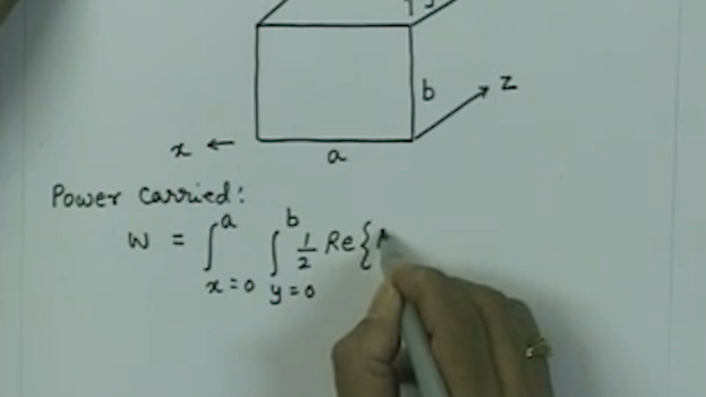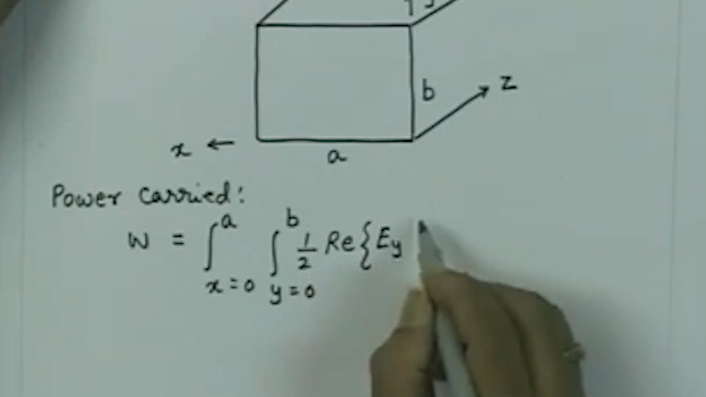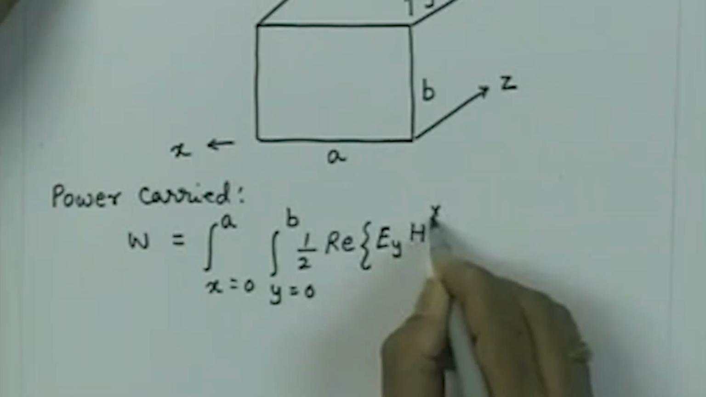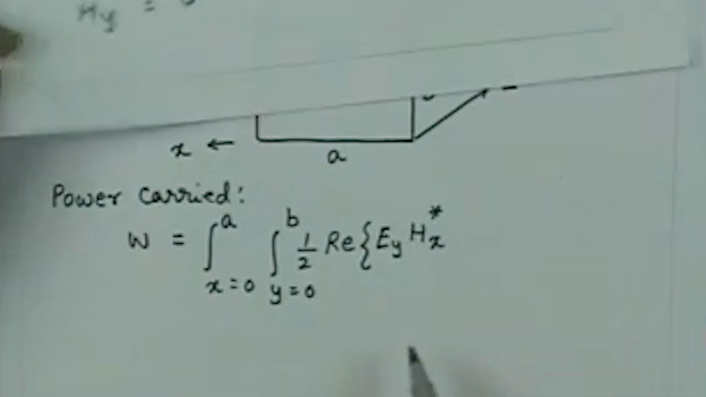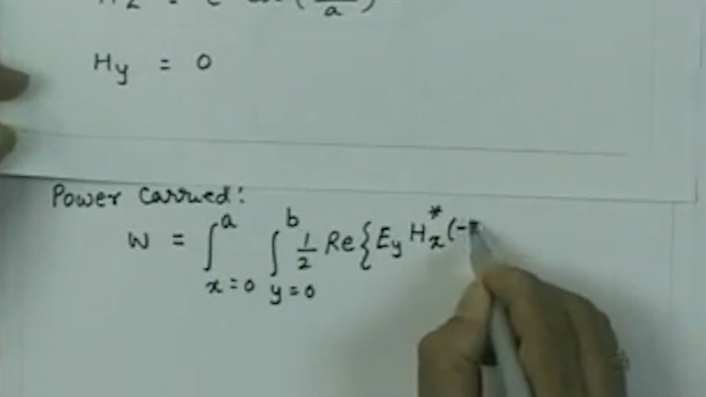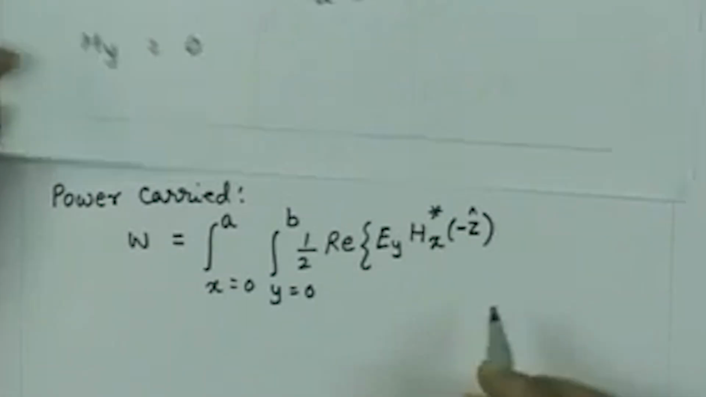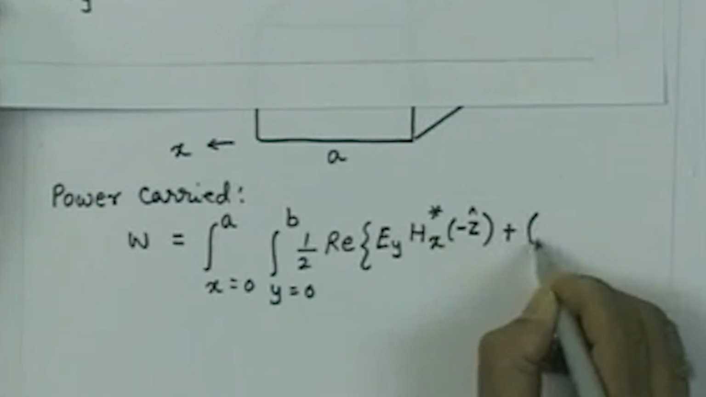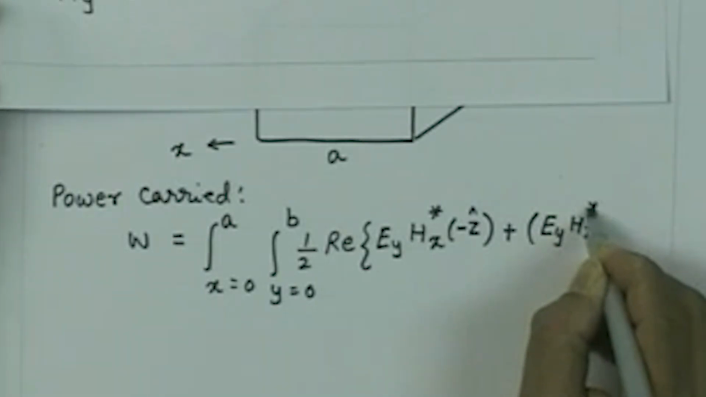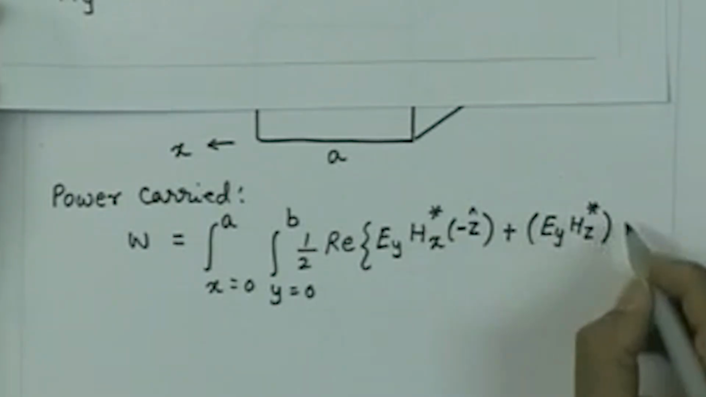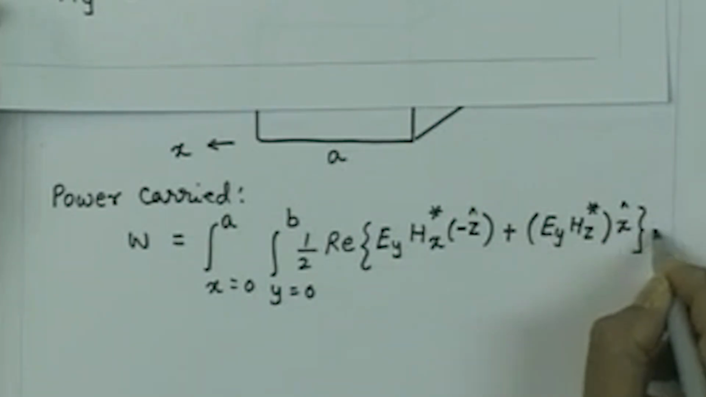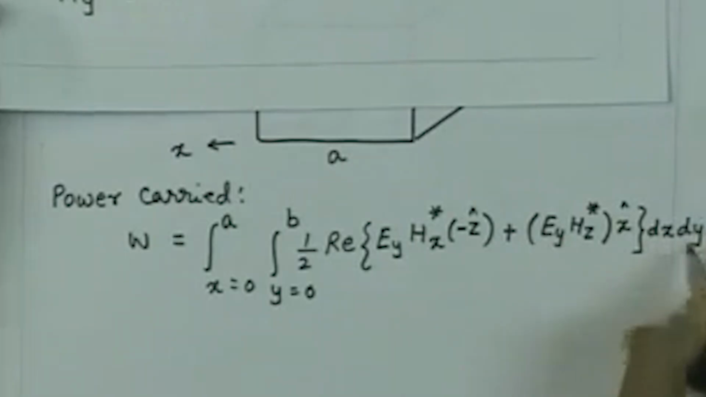Ey Hx conjugate, and Ey Hx will give me the power flow in the minus z direction, plus I have Ey Hz conjugate, that gives me the power flow in the x direction, integrate dx dy.